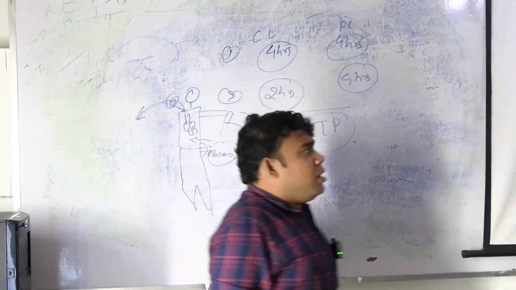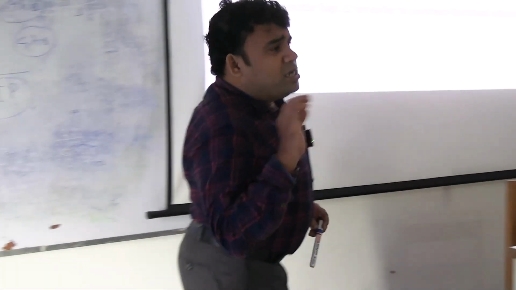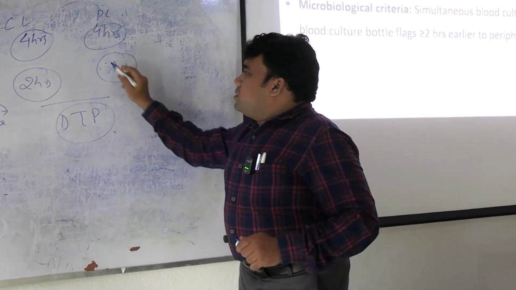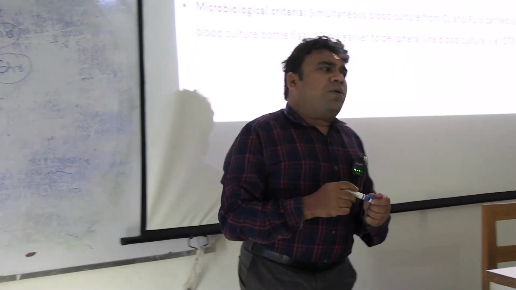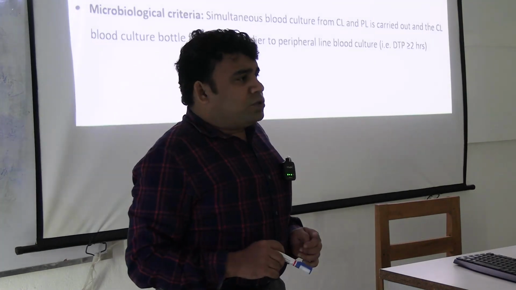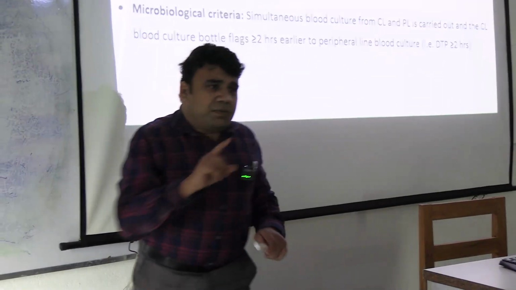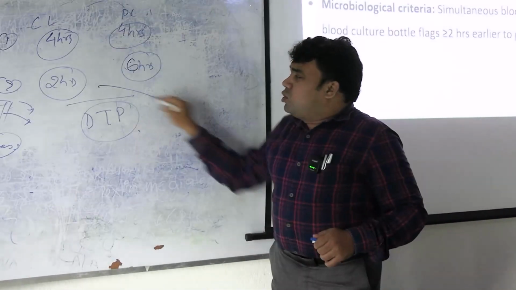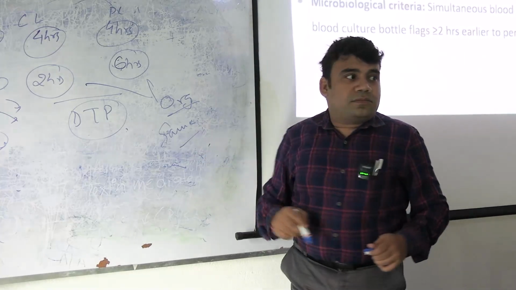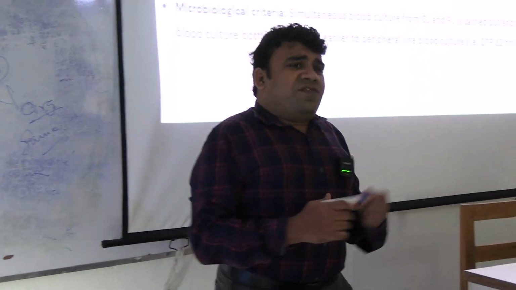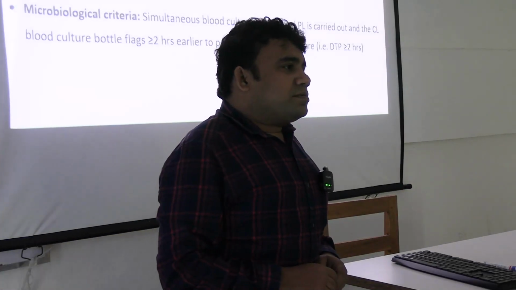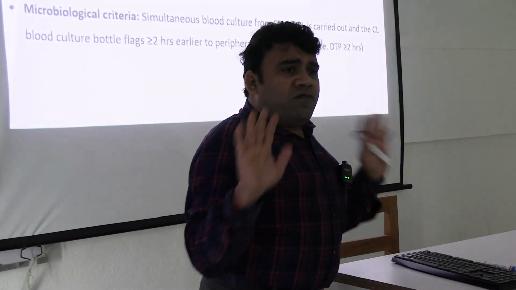What is the cutoff time? The cutoff time is at least 2 hours. It may be 3 hours, it may be 4 hours, whatever the time may be. That is called the differential time to positive. However, please remember the caveat. Both the organisms must be the same organism. If they are different, this is not a case of central line infection.